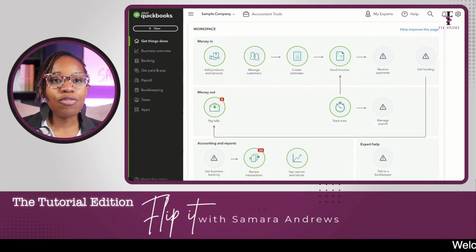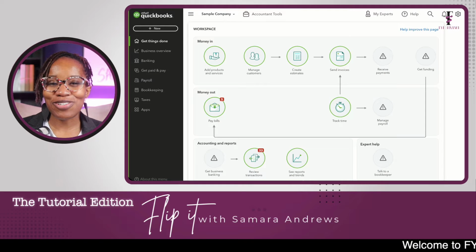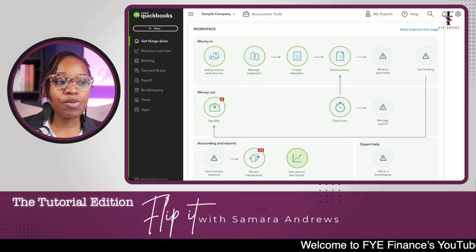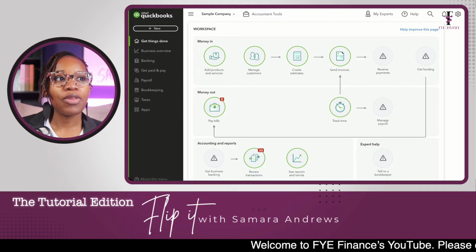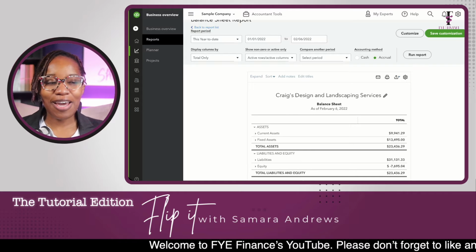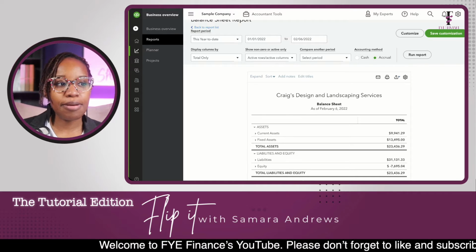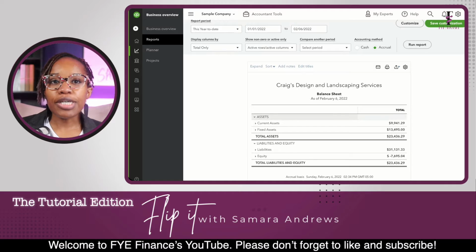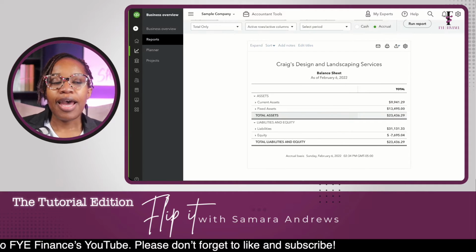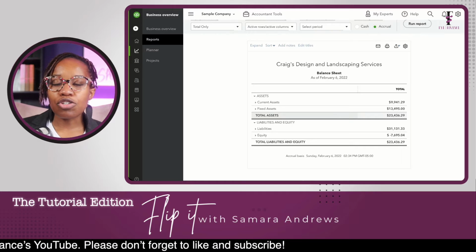So when you open up the QuickBooks platform, you will arrive again at your dashboard screen. Okay, and in order for you to navigate to your reports, you just click on this button here and it will bring up your balance sheet statement. Okay, you'll be able to navigate to your balance sheet statement. So we are looking at, again, Craig's Design and Landscaping Services. Okay, and this is how your balance sheet statement is going to look.